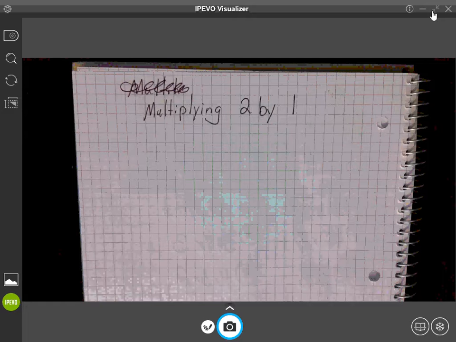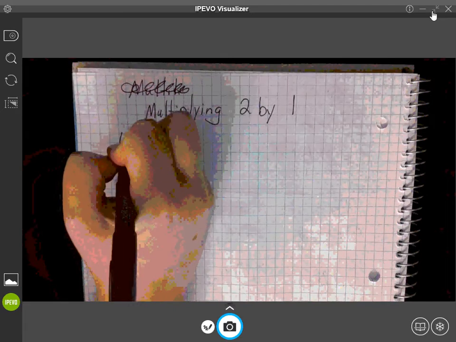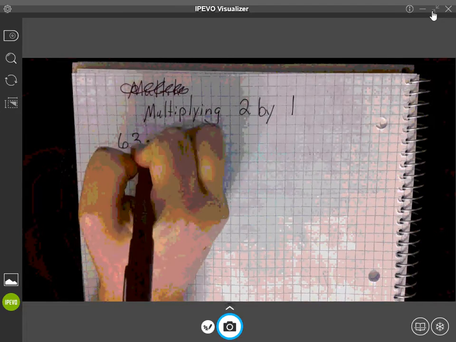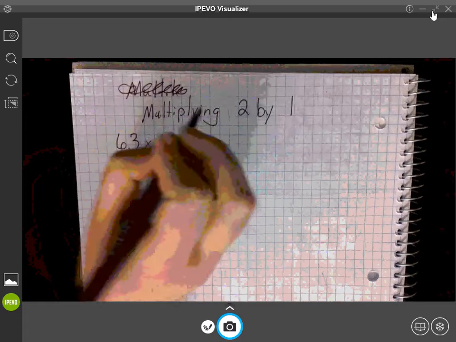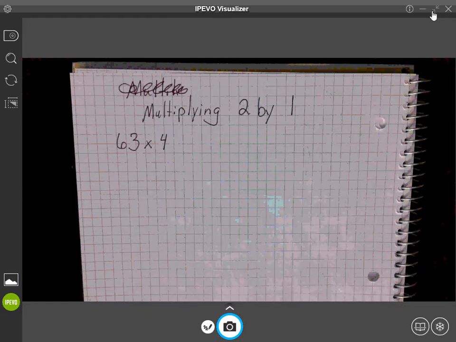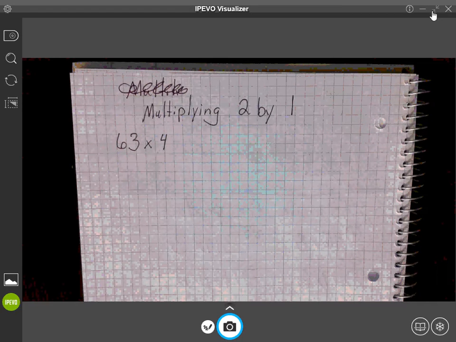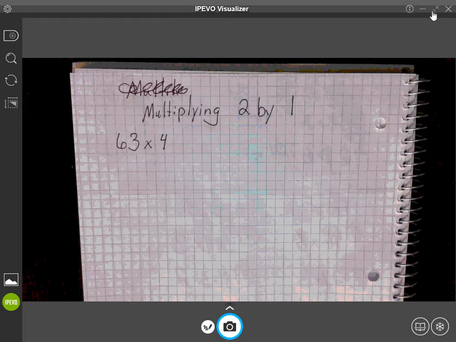Okay? So let's start off by looking at something like this. 63 times 4. Write that equation down. 63 times 4. Now yesterday I know my class talked about estimating, finding the estimate number. Okay? You always want to find your estimate first. Why do I want to estimate first? Why might I want to do that?